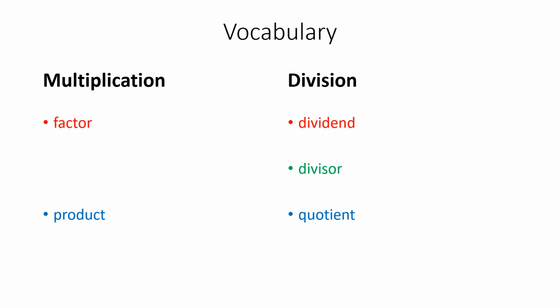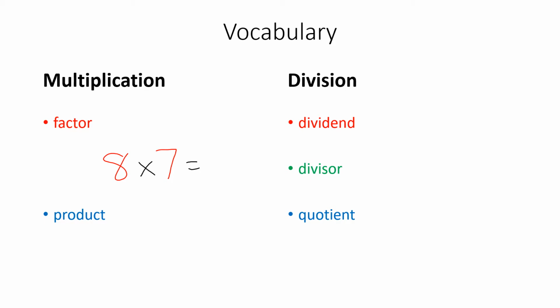The first thing we need to review are some important words in both multiplication and division. Let's look at multiplication. Two words that we use when we multiply are factor and product. So I'm going to write the number sentence 8 times 7 equals 56. So in this number sentence, the 8 times, or 8 groups of 7 equals. The 8 and the 7 are both factors.